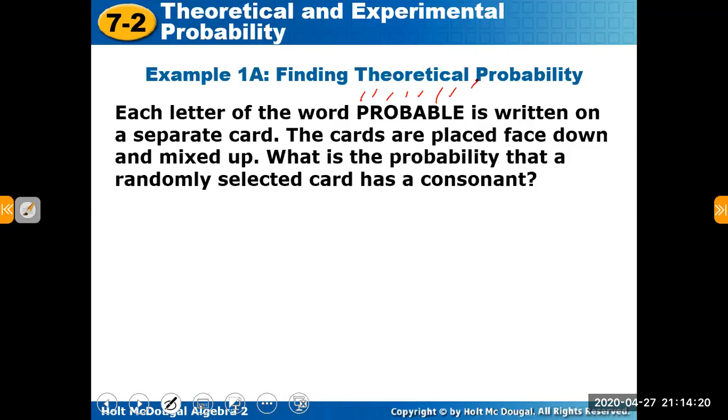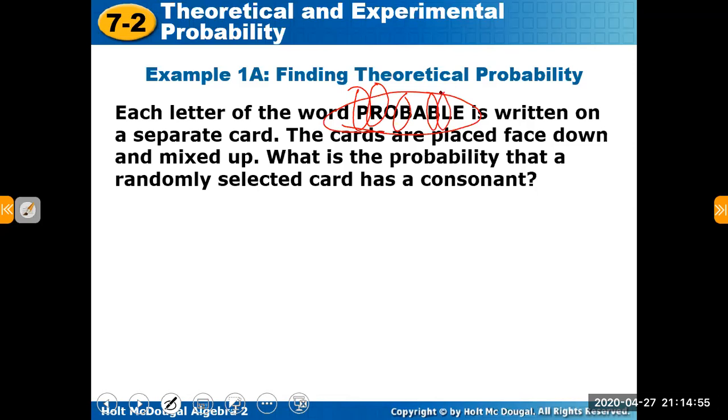What is the probability that a randomly selected card has a consonant? So we all know about vowels and consonants in the English alphabet. In this word, PROBABLE, which are the consonants? P is a consonant, R is a consonant, O is a vowel, B is a consonant, A is a vowel, one more B, so again a consonant, L is a consonant, and E is a vowel.